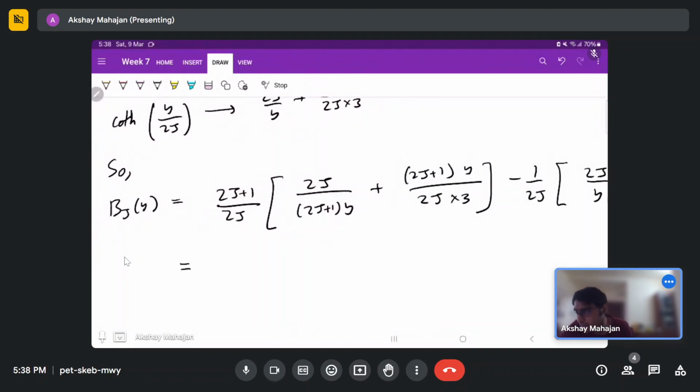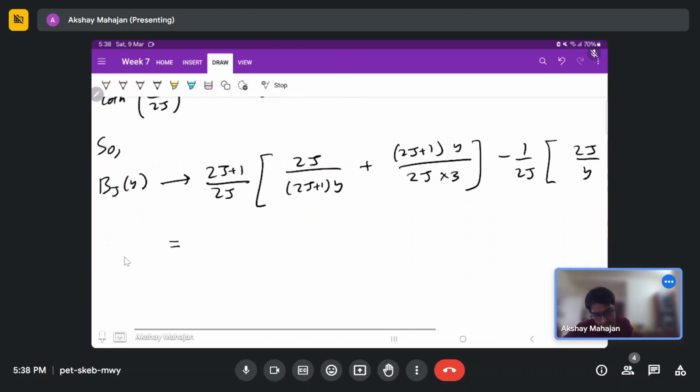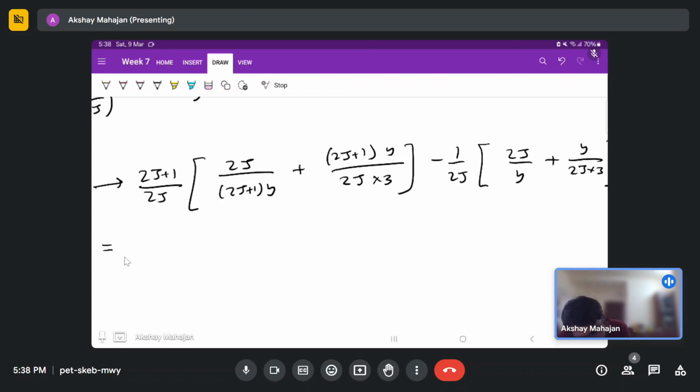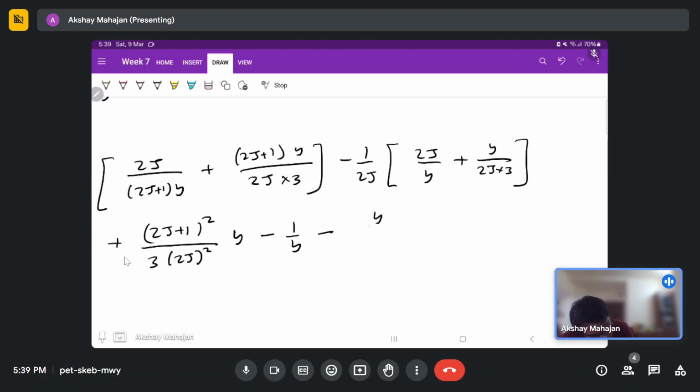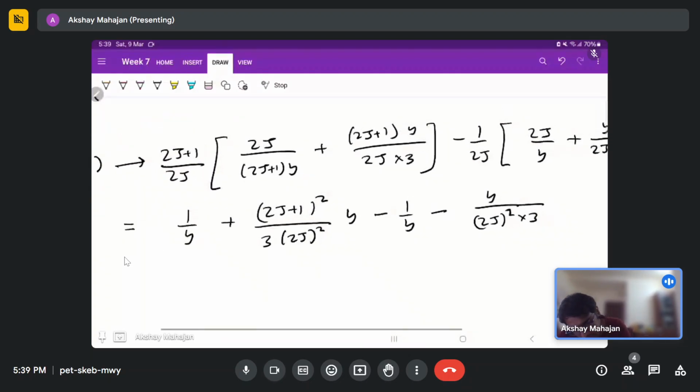Alright, so bj will be going to this as y tends towards 0. So let's calculate this. For this we will get 1 upon y, plus (2j plus 1) whole square upon 3 times (2j) whole square times y, minus 1 upon y, and minus y upon (2j) whole square times 3. So here you can see plus 1 by y minus 1 by y cancel out.